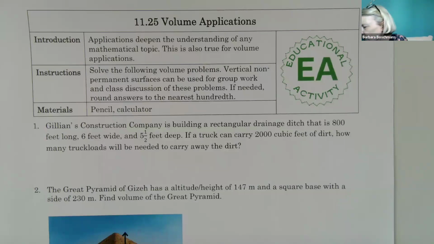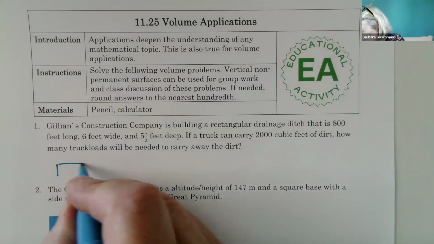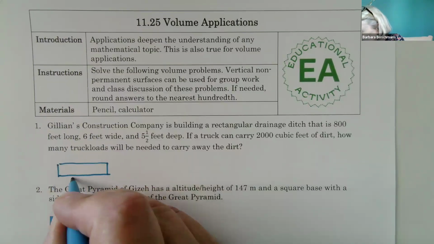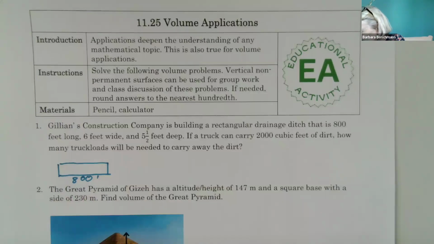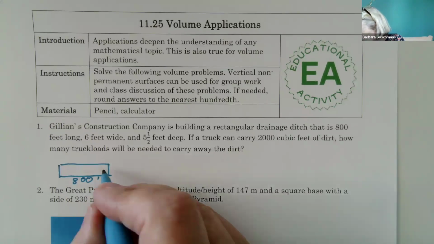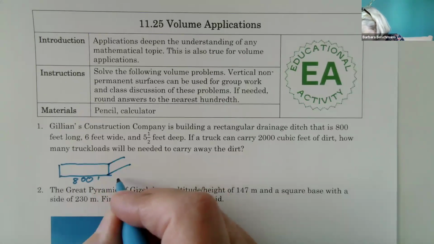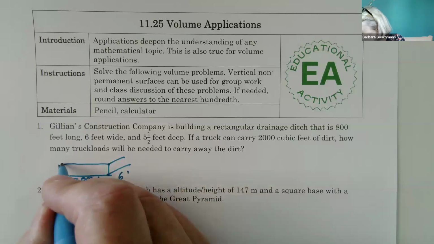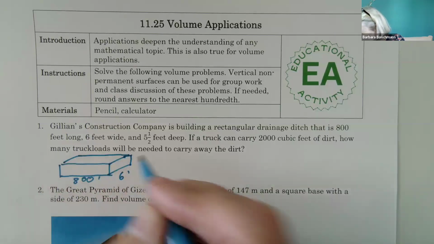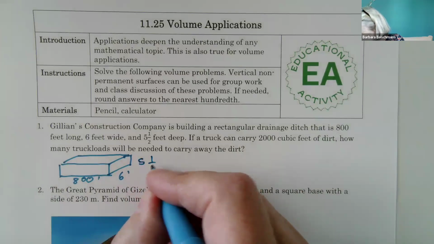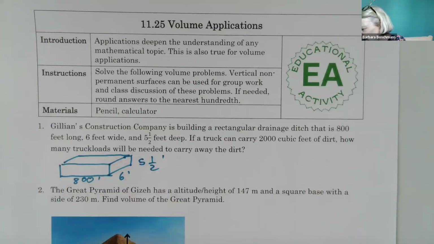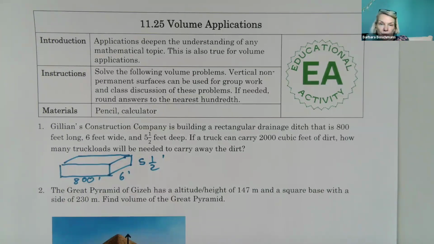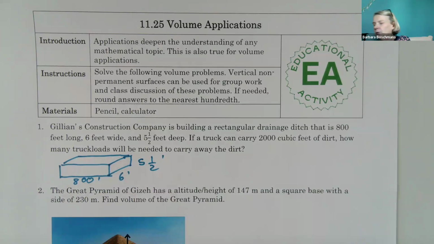Number one said Jones Construction Company is building a rectangular drainage ditch that is 800 feet long. Let me try to visualize this. This is like 800 feet. It is 6 feet wide and 5.5 deep. A truck can carry 200 cubic feet of dirt. How many truckloads? Again, you need to round to the next whole number.